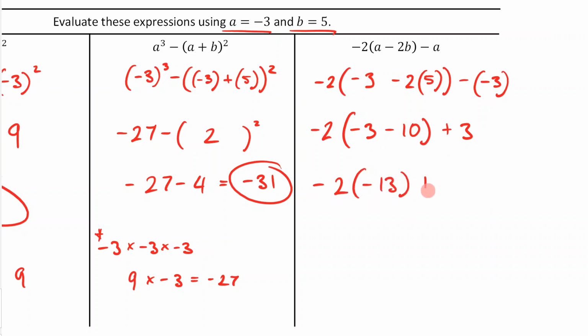Then I have a plus 3. Then I've got negative 2 times negative 13, which is going to be positive 26, plus a 3 to that. My answer is going to be 29. So lots of steps there.